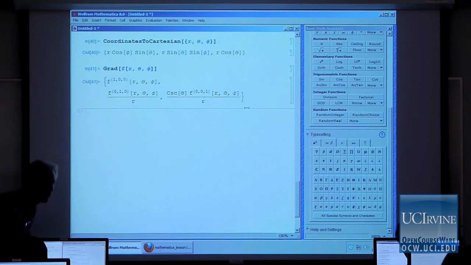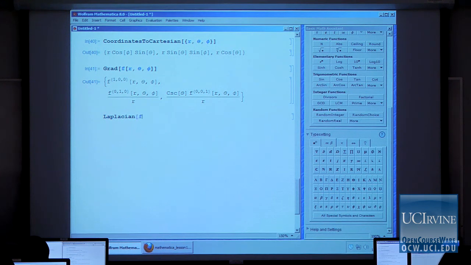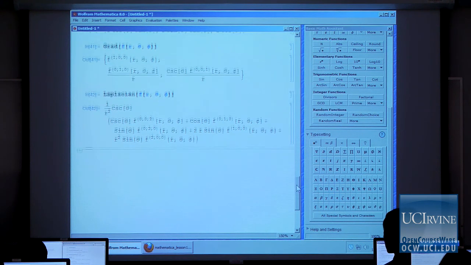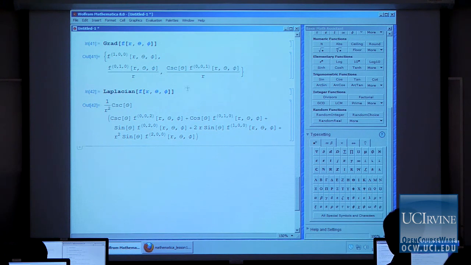All right? And then those of you who are in Chem 131A probably saw or should have seen the formula for the Laplacian in spherical coordinates. All right, so that's del dot del. All right, so we can say, give me the Laplacian of r, theta, and phi. Now this is going to give us a scalar result. And as some of you have already seen, that looks fairly complicated. In fact, let's simplify it a bit here.